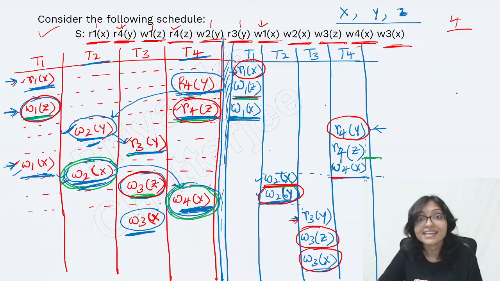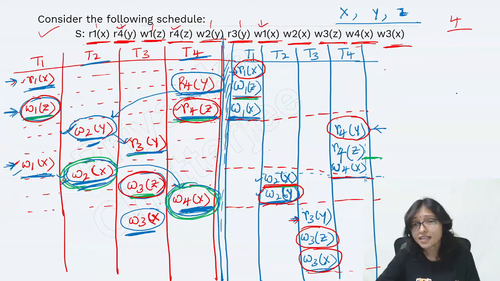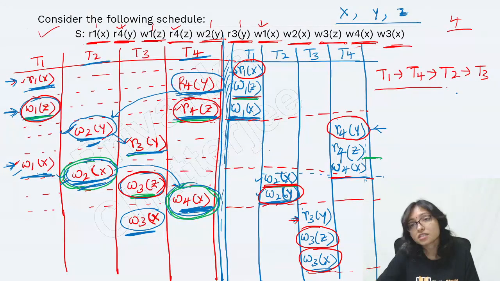So I am getting a serial schedule now, right? T1 is completing here, then T4 is completing here, then T2 is completing here, then T3 is completing here. So what is my serial schedule? T1, then after that T4, then T2, and then T3. T1, T4, T2, T3. This is my final sequence.